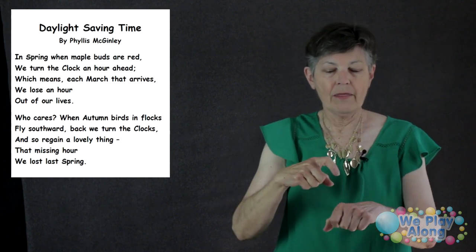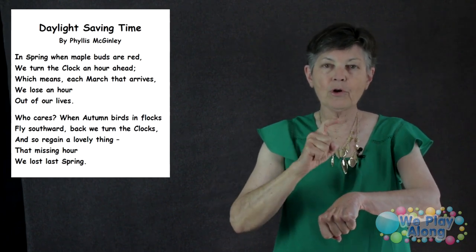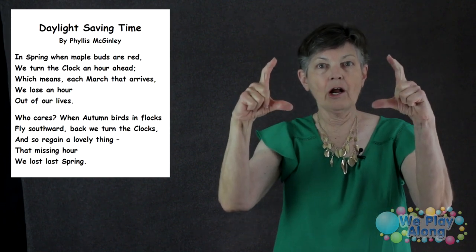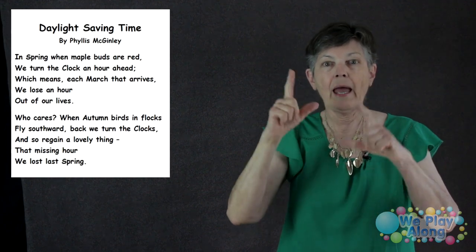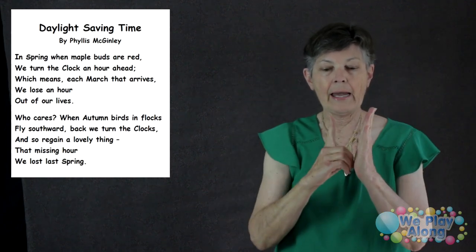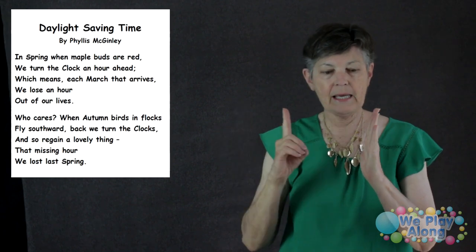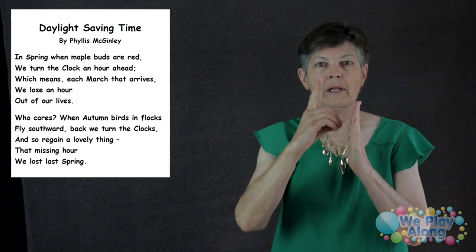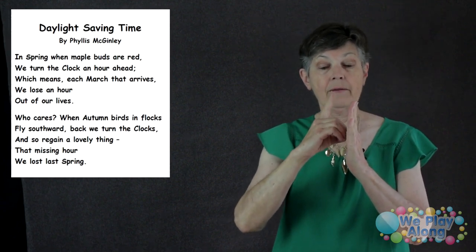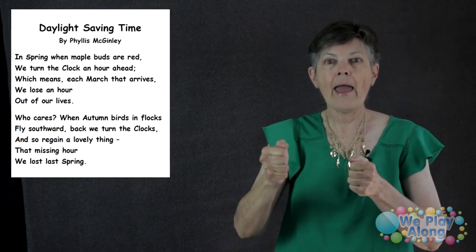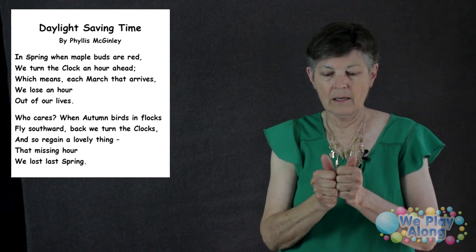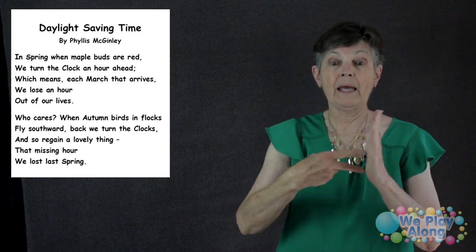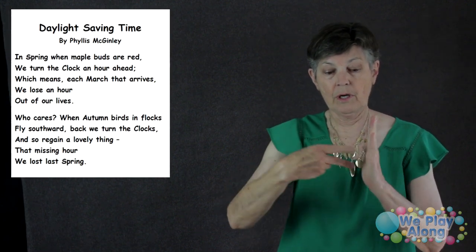We turn the clock. Clock, you're going to tap your wrist like that's where your watch would be. And like you're going to hang it on the wall. That's clock. We turn the clock. An hour. So you're going to make a D hand. We've got a flat hand here. And this one's going to go all the way around. Like that's what the hour hand does on a clock, right? The hour ahead. So this hand comes ahead of that one. Comes ahead. Which means you take two fingers and we're going to twist them like that.